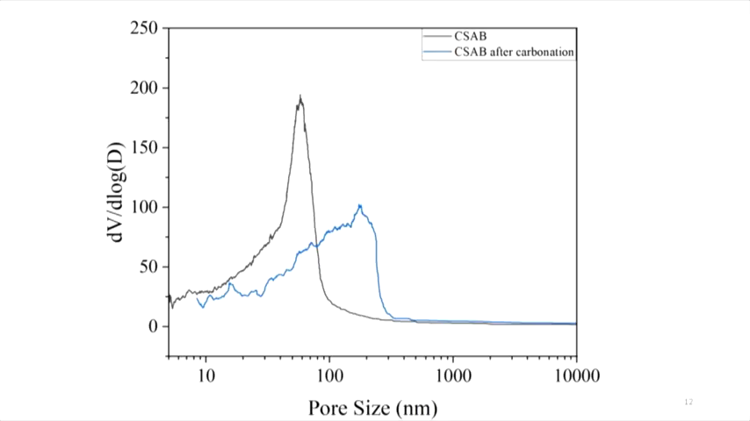So here is the graph obtained from MIP. This is a differential intrusion curve obtained for the calcium sulfoaluminate belite cement before and after carbonation. So here if you see, the blue line corresponds to the data after carbonation and the black one is before carbonation. We can infer that pores are getting coarsened after carbonation of CSAB cement. So this data can be obtained through MIP.